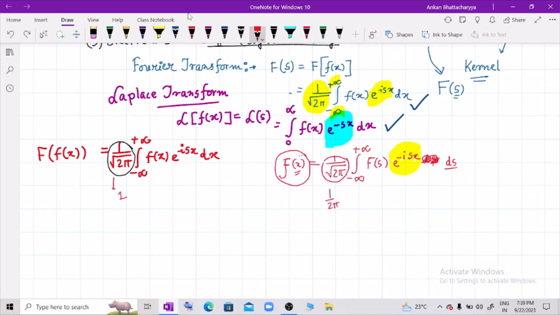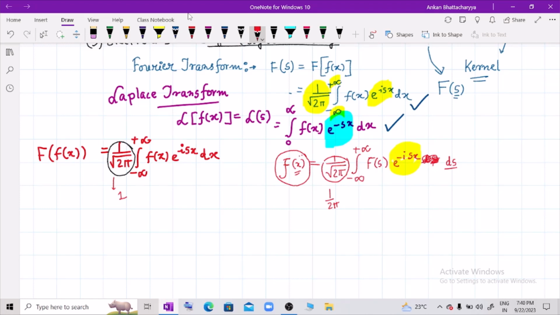Why does this difference arise, or why do the authors have the flexibility to choose this? It is answered when you know the integral theorems. There are some integral theorems which you must know to understand this fact, but because of the shortage of time, this will be discussed in another video. But you have to understand these two formulas very well. One contains the Fourier transform of f(x) and the other is the inverse Fourier transform of f(s).